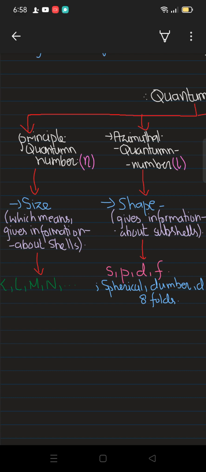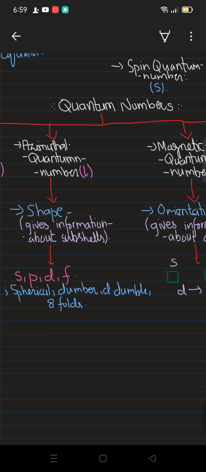Then we discussed the azimuthal quantum number. The azimuthal quantum number was represented by the letter L, and it gave us information about the shape, which means it told us about the subshells, right? It told us about S, P, D, F. S means spherical, P means dumbbell, D means double dumbbell, and F means eight folds.